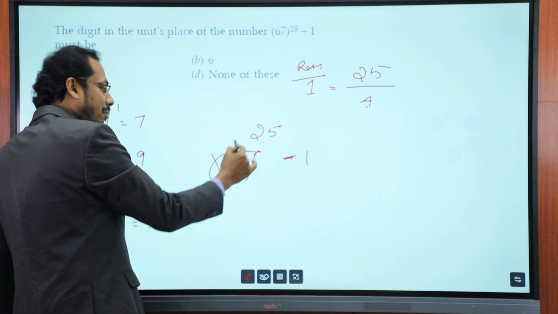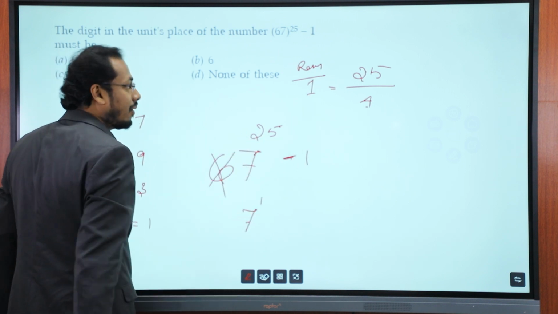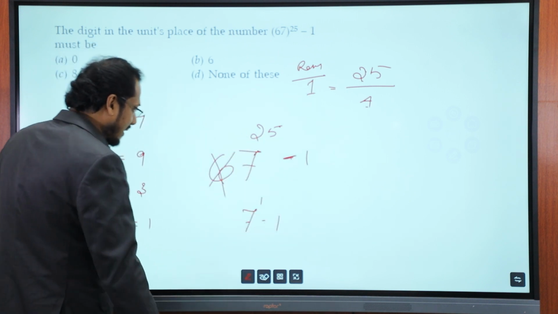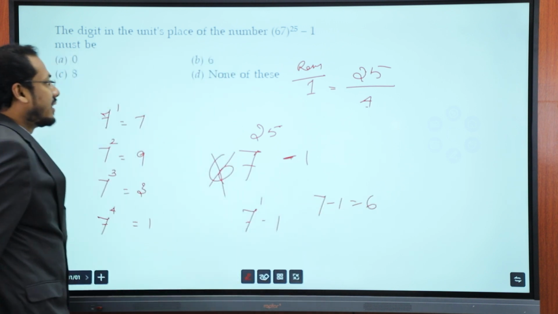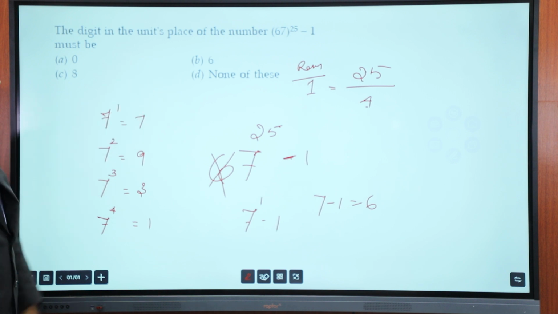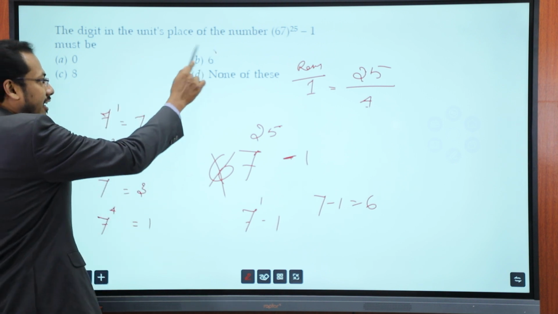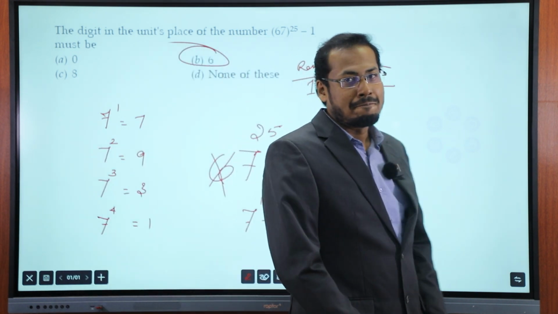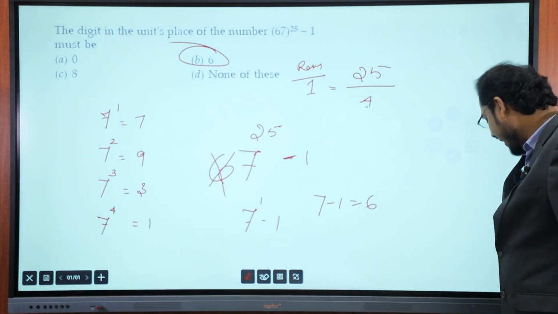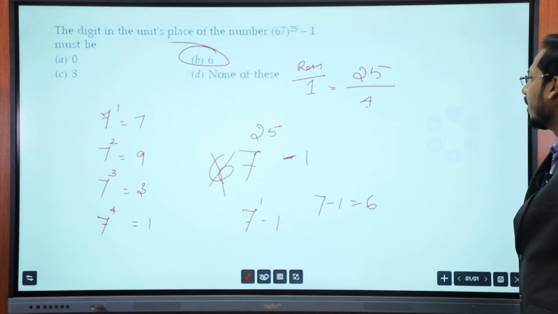So instead of 7 power 25, we can take 7 power 1, minus 1. 7 power 1 is 7, so 7 minus 1 is 6. So the unit digit of the number must end with 6. That is the right answer. Is it clear? However they ask, we should know this, right? Okay, next.